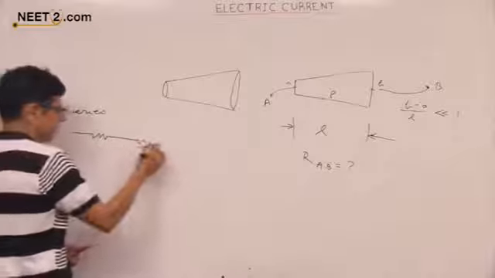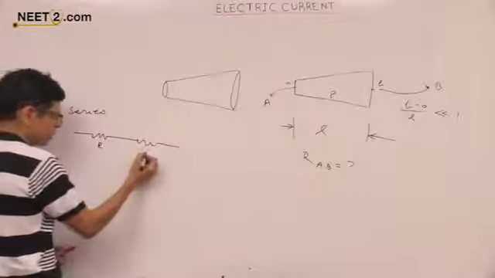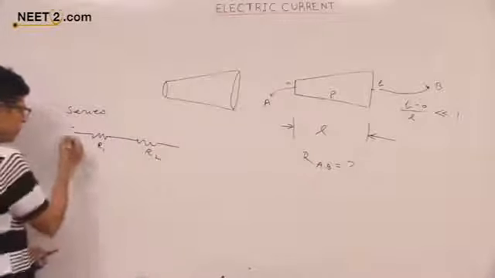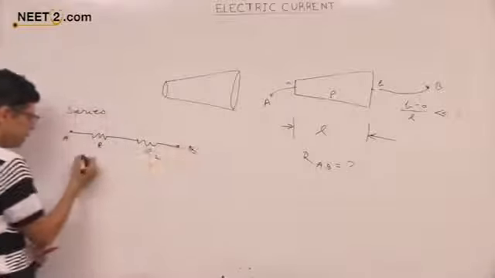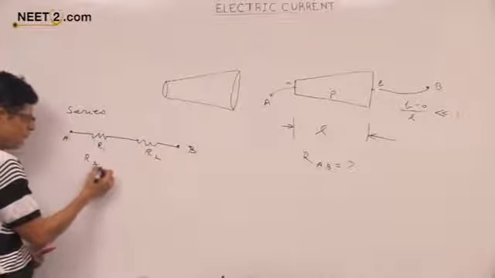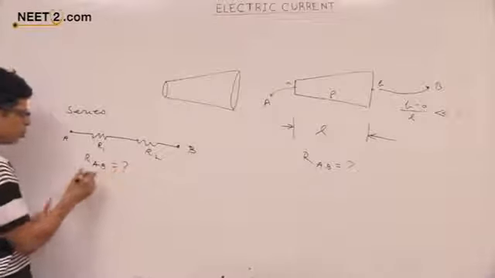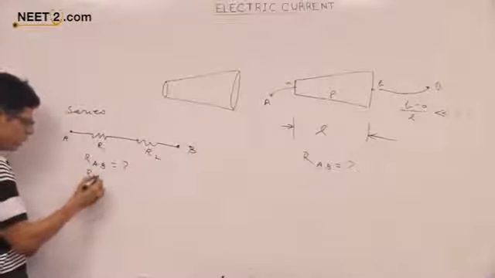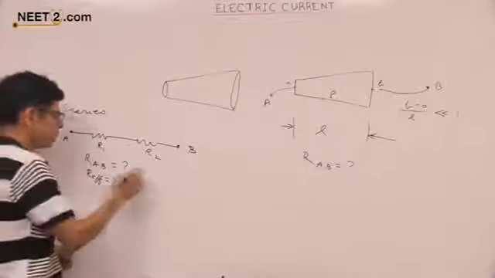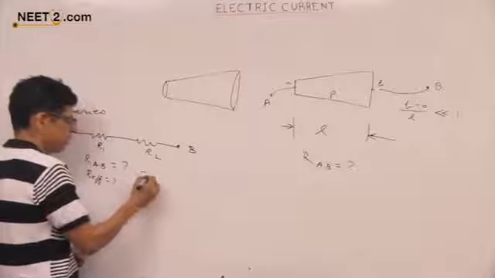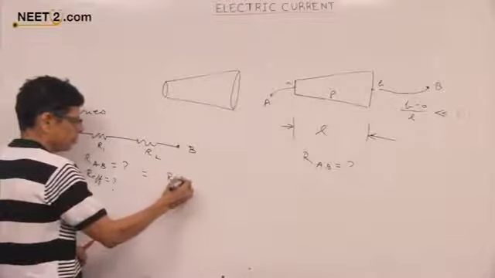First, series. So here are two resistors R1 and R2 and they are in series. Now call this point as A, call this as B, and I want to know RAB कितना है. इसको कुछ लोग effective resistance भी बोलते हैं, R effective कितना है between points A and B. The answer to this is, it is R1 plus R2.